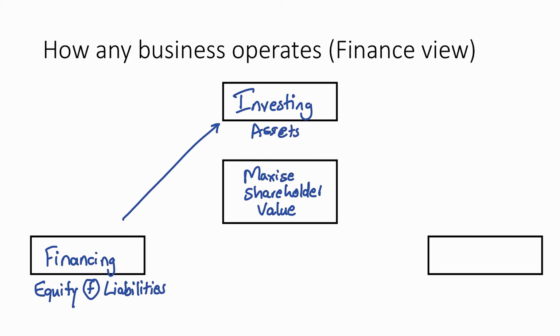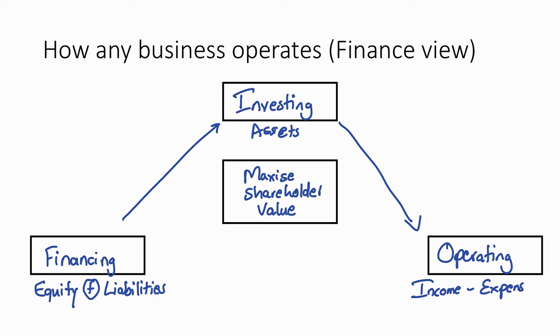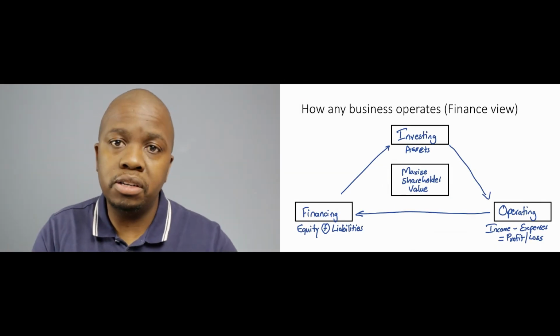These assets are then used on a day-to-day basis to deliver value in our businesses. And that is where our final activity in the business comes in, which is our operating activities. This is us delivering value, and we get income, and we'll deduct our expenses. And from that income or expenses, we will make a profit. Or if our expenses are greater than our income, we'll make a loss. That profit or loss belongs to the shareholders.